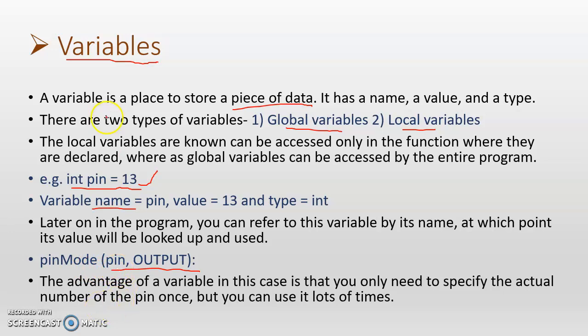So what are the advantages of defining this variable? You only need to specify the actual number of the pin once, but you can use it a lot of times. So later in the program, you can simply use this pin variable name, and it will use what we defined initially in the program. So if we want to change the pin instead of 13, it will change in the whole program. So these are called variables and their use.